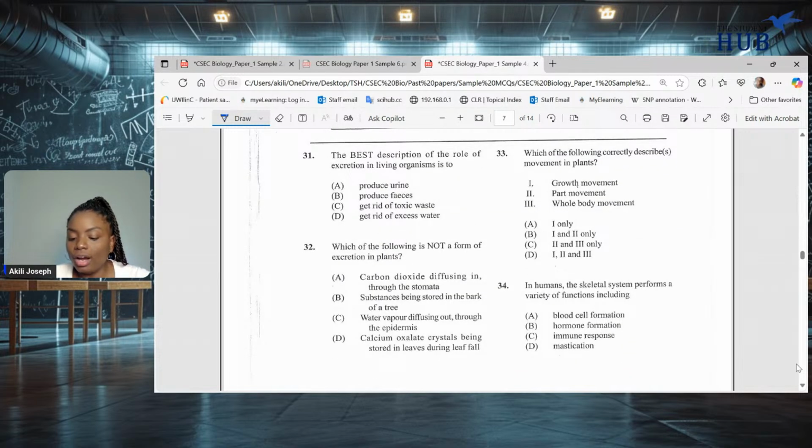The best description of the role of excretion in living organisms is to produce urine, to produce feces, to get rid of toxic waste, or to get rid of excess water. C, to get rid of your toxic waste. Your metabolic waste would be toxic waste. Which of the following is not a form of excretion in plants? Carbon dioxide diffusing in through the stomata, substances being stored in the bark of a tree, water vapor diffusing out through the epidermis, or calcium oxide crystals being stored in the leaves during leaf fall? It's going to be A, carbon dioxide coming in. It's not excretion. That's how it accesses one of the raw materials for photosynthesis.